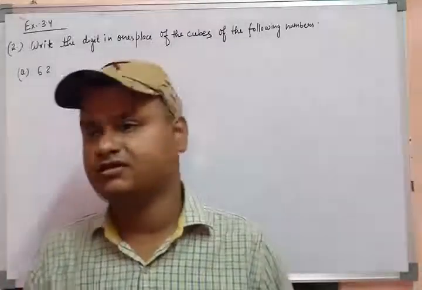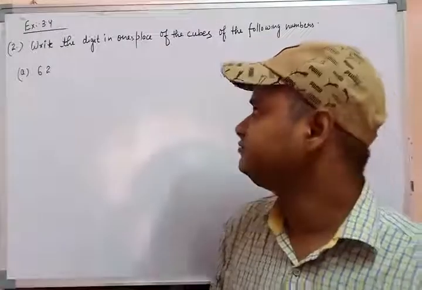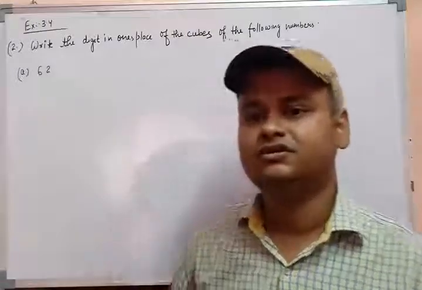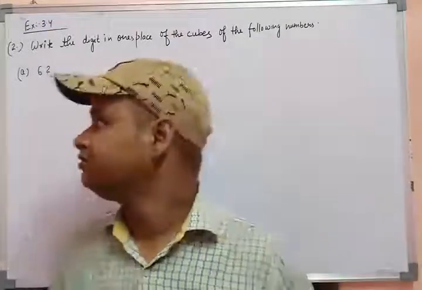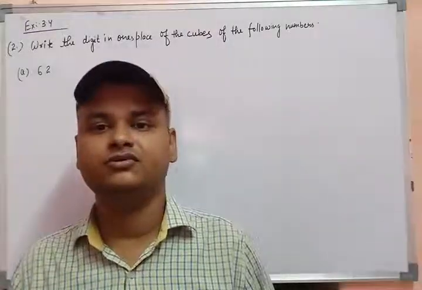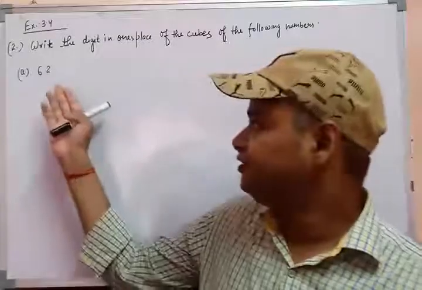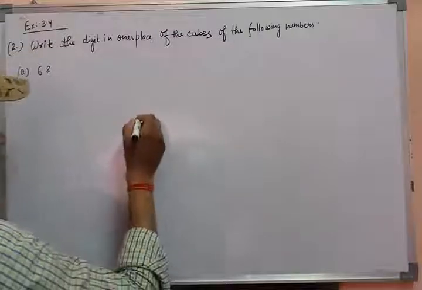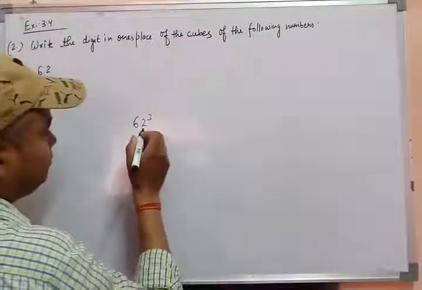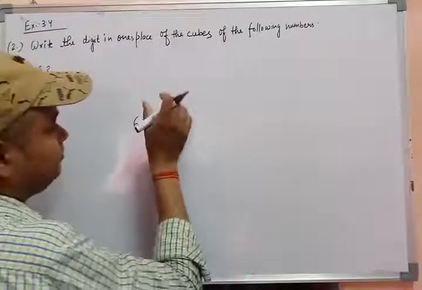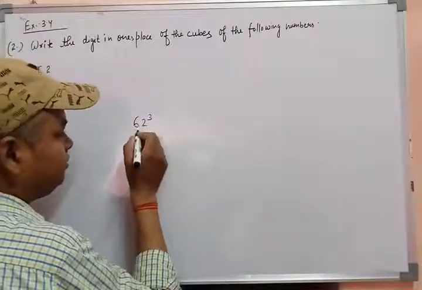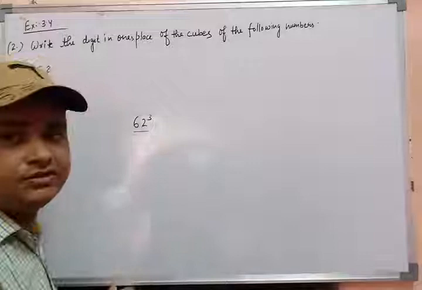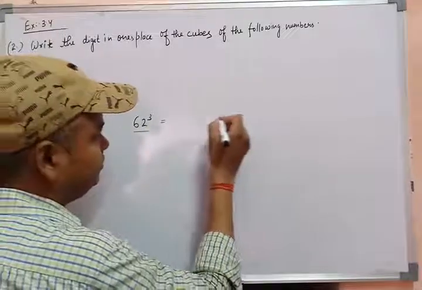So let's start. Question number 2 is: write the digit in one's place of the cubes of the following numbers. So students, in this question there is no need to cube the number. You have to write directly. The question is asking what is the one's place of the cubes of the following numbers. It means if you find the cube of this number, then what is the one's place of the cube.